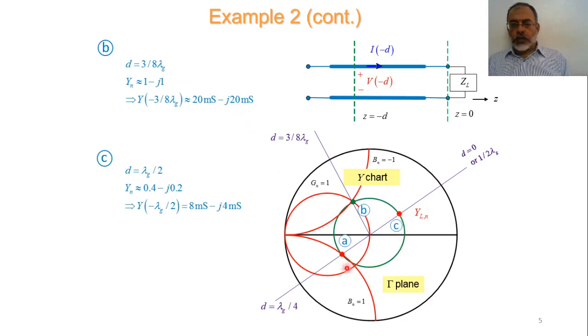After moving a distance lambda by 2, we return back to the original point. So at a distance lambda by 2, the input admittance would be the same as the original load admittance, 0.4 minus j0.2, which is 8 millisiemens minus j4 millisiemens. So this is an example of using the admittance chart.